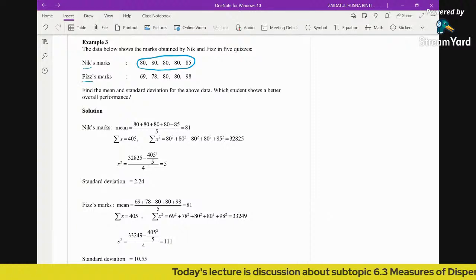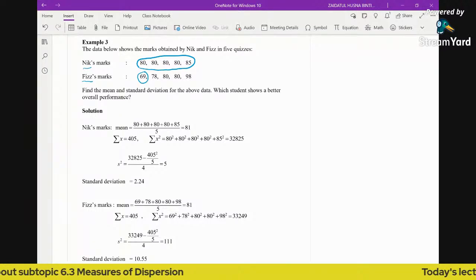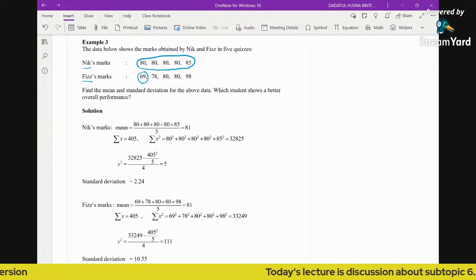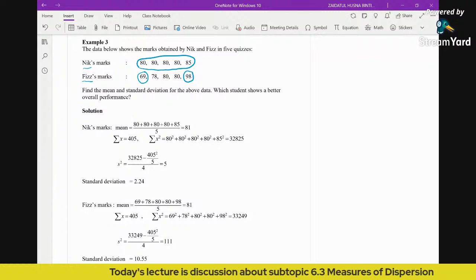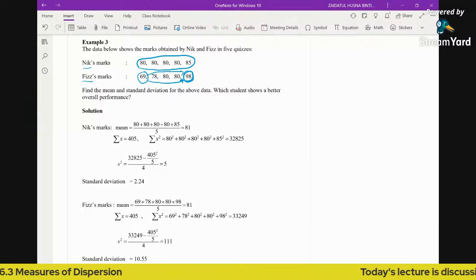While Fizz here is kind of inconsistent. Why? Because at some point, this Fizz didn't manage to get A. And then he knows about his responsibility, so in the last quiz he managed to score well.